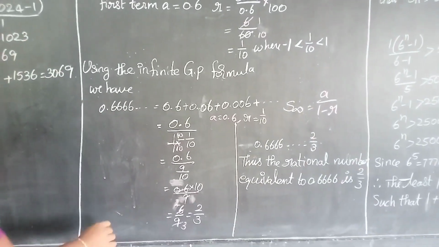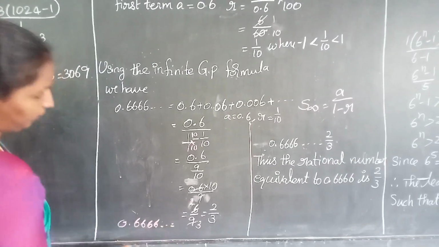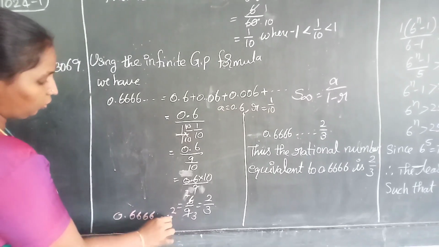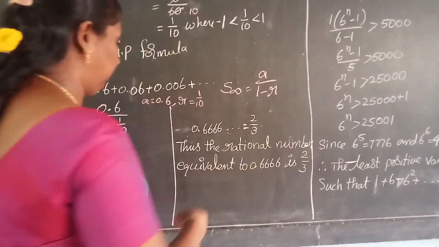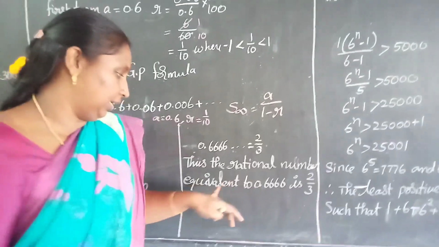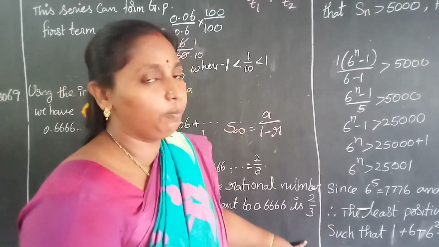So 0.666 and so on can be represented as the rational number 2 by 3. That is what I wrote here, equal to 2 by 3. Therefore, the last step: the rational number equivalent to 0.6666 is 2 by 3.